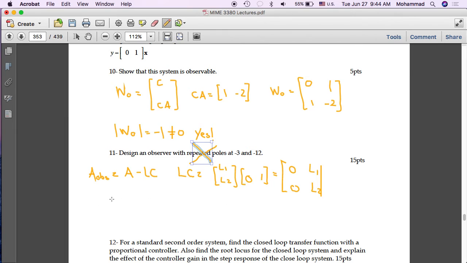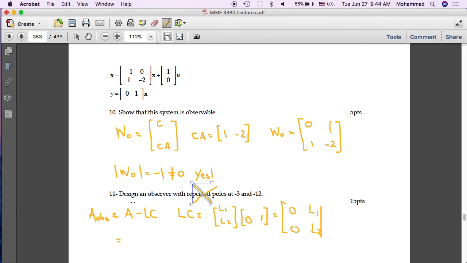We need to subtract this from A. A is right here. So 0 gets subtracted from -1, so it's -1. L1 gets subtracted from 0, so minus L1. 0 from 1, so it's 1. L2 from -2, so -2 minus L2. So this is A of the observer.